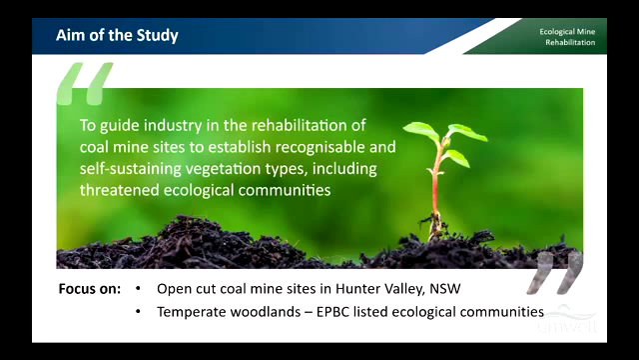The aim of our study is to provide guidance to industry on the rehabilitation of coal mine sites around establishing, and these are our most important words in the whole thing, recognisable and self-sustaining vegetation types. And they need to include threatened ecological communities. There's a difference between the two.